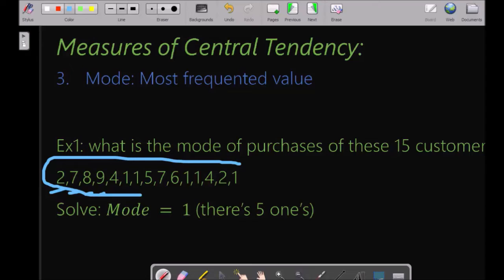Now, which is the most frequent value? You can count them, guys. It's going to be 1, because we have 1, 2, 3, 4, 5 ones. There are 5 ones, so the mode is going to be 1. You may have two modes, when you have two values that occur equally often. For example, if you have 5 twos as well, then you have two modes.